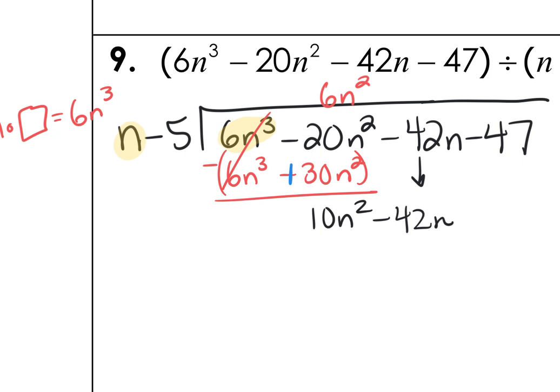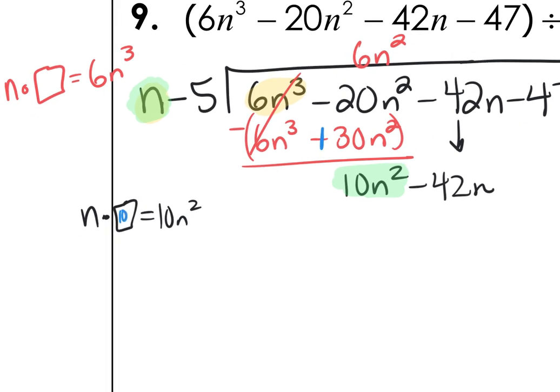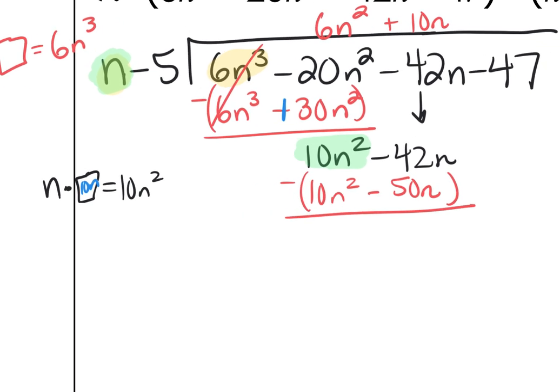So now, on the outside, you've got your n. You're thinking n times what could get you 10n squared? Somebody, anybody. Oh, I know. 10n, yes, thank you. 10n. So up at the top, I'm going to do plus 10n. Now we multiply. 10n times n is 10n squared. 10n times negative 5 is negative 50n. You're subtracting using parentheses. Okay.